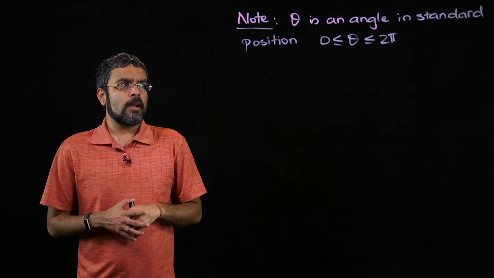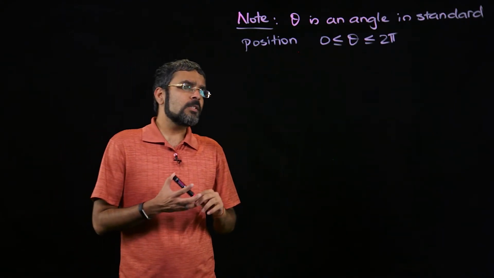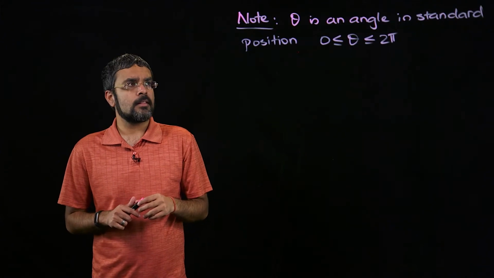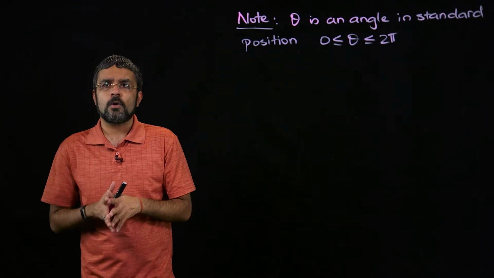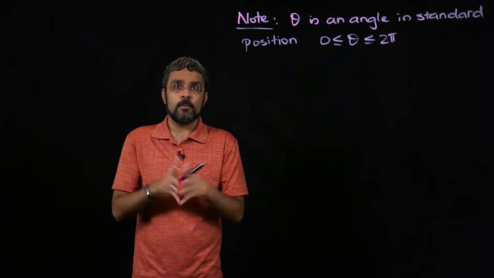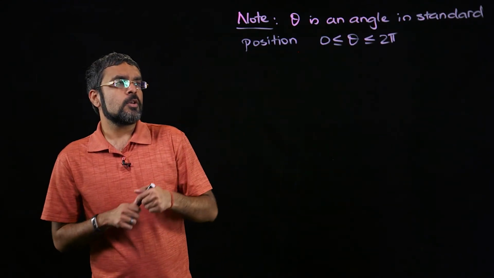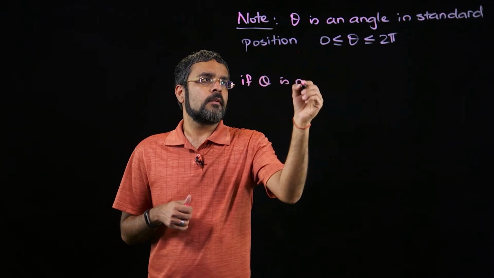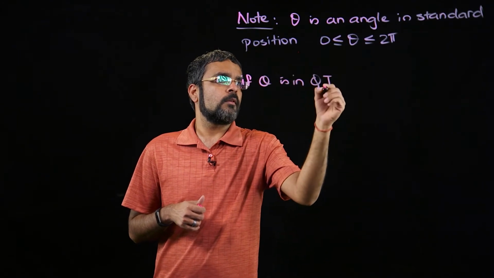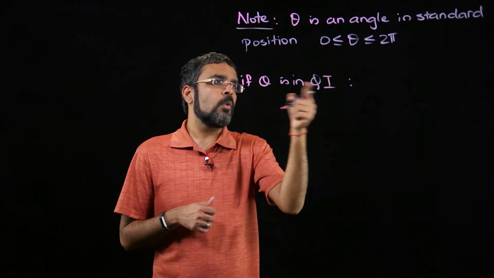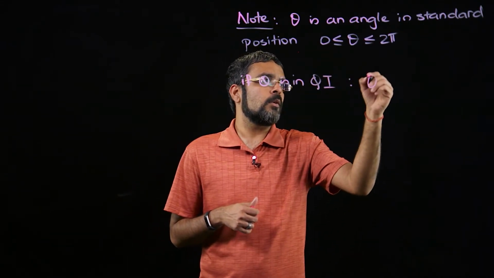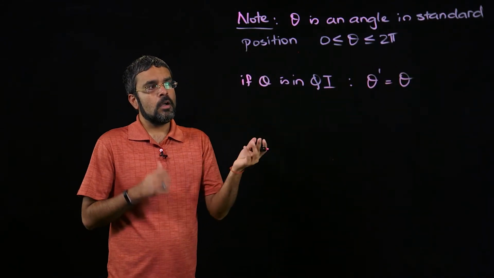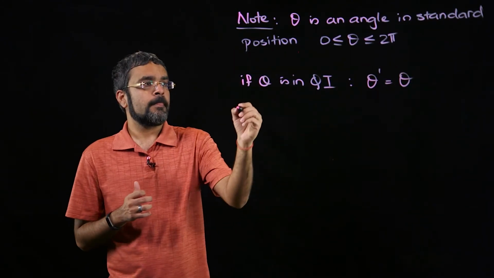So let's look at how we find the reference angle. Suppose theta is an angle in standard position, and all we know is that 0 is less than theta less than 2 pi. That is, theta takes any value between 0 and 2 pi. Now if theta is in quadrant 1, then theta is an acute angle, so we know that theta prime is the same as theta. Your reference angle and your original angle are the same thing.